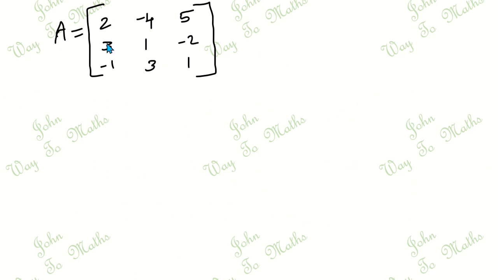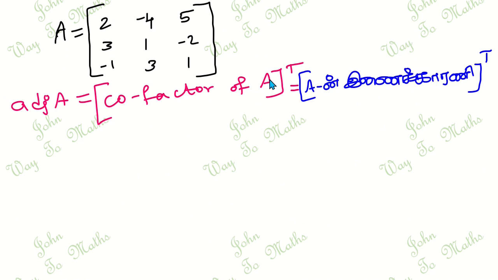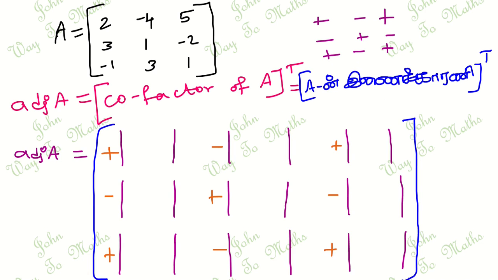Then I'm going to take the A matrix. So now I'm going to find the adjoint of the A matrix, which is equal to the transpose of the cofactor matrix of A, which means we must apply the transpose to the cofactor matrix of A. So now I'm going to use the signs plus, minus, plus, minus, plus, minus, plus, minus, plus in this formation. Therefore the adjoint of A becomes, here I'm going to use this condition.